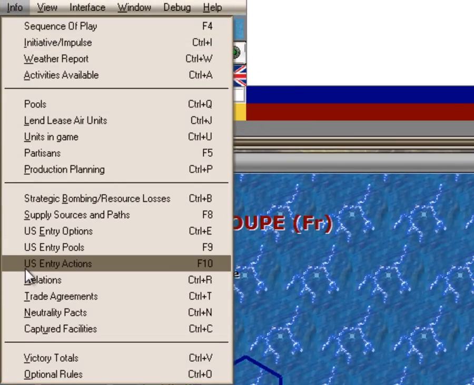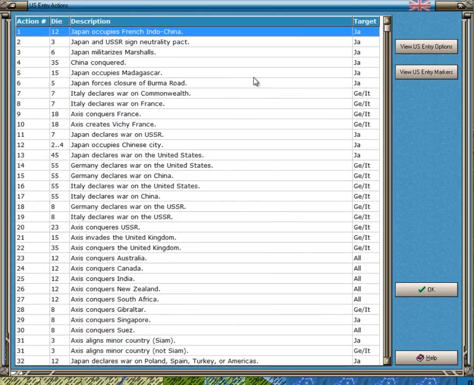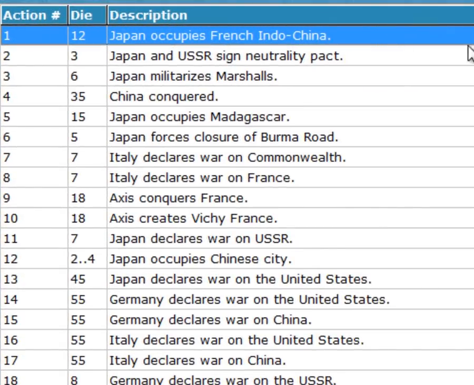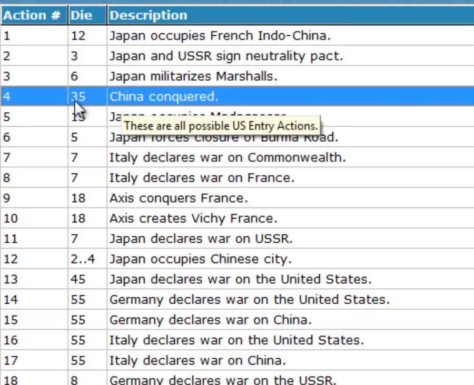The third item in the US entry is the US entry actions. These are actions that the players can take during the war that have an effect on US entry. So if Japan occupies French Indochina, then there's the possibility of the US entry pool for Japan having more chits added to it. The 12 indicates that 1, that's the 10, will definitely be added, and there's a 20% chance of a second chit being added. If China actually gets conquered, then there are 3 chits that will definitely be added to the Japanese pool for the US entry, and there is a 50% chance of there being a fourth chit added.